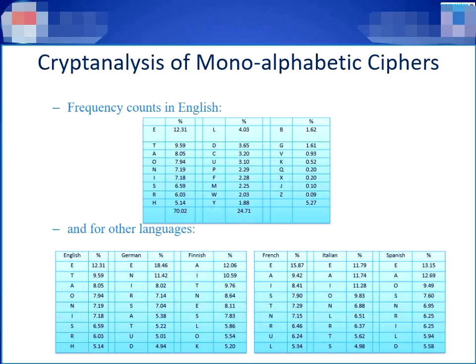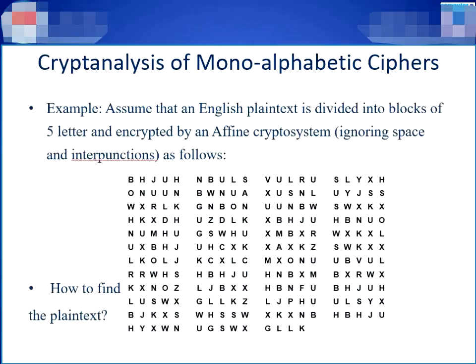Let's try to cryptanalyze a ciphertext encrypted using an affine cryptosystem using frequency analysis. Let's assume that the English plaintext is divided into blocks of 5 letters. Note that space and punctuation are ignored. We will try to find the corresponding plaintext. How can we do it?